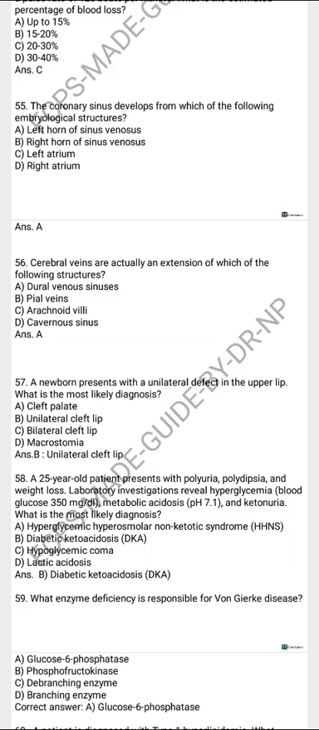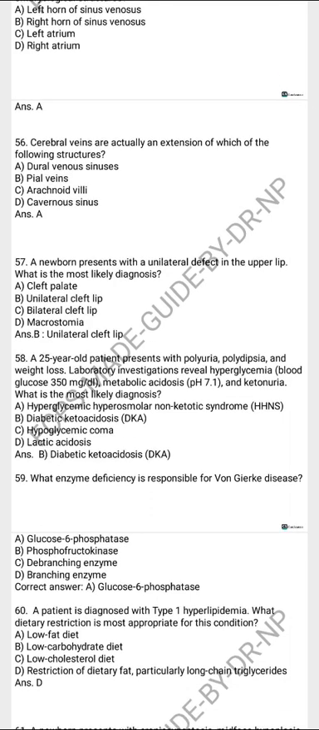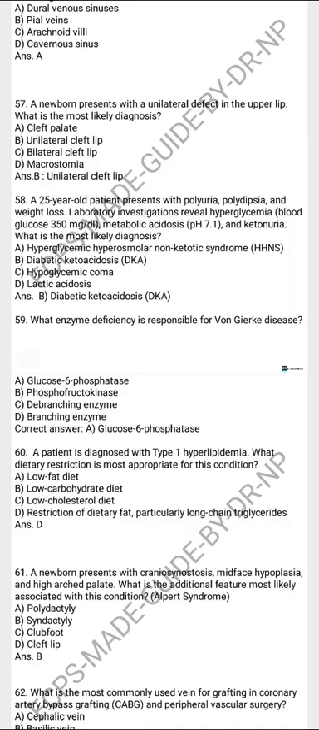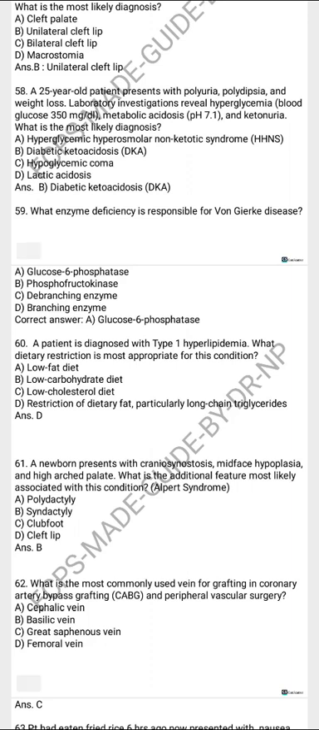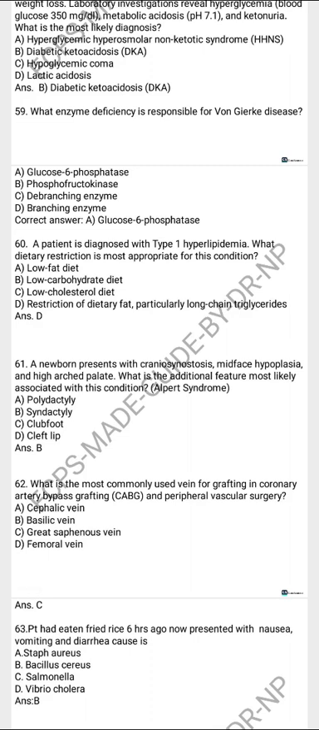A newborn presents with a defect in the upper lip. Which is the most likely diagnosis? Unilateral cleft lip. A 25-year-old presents with polyuria, polydipsia, weight loss. Labs reveal hyperglycemia, metabolic acidosis and ketonuria. Which is the most likely diagnosis? Diabetic ketoacidosis. Which enzyme deficiency is responsible for von Gierke's disease? Glucose 6 phosphatase. The patient is diagnosed with type 1 hyperlipidemia. Which dietary restriction is most appropriate for this condition? Restriction of dietary fat, particularly long chain triglycerides.